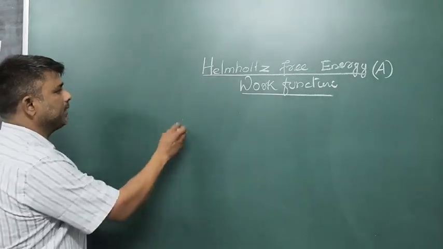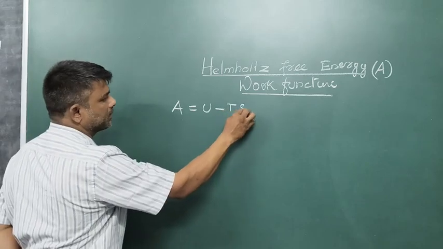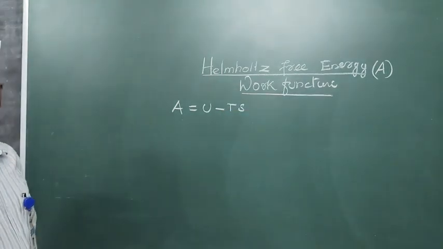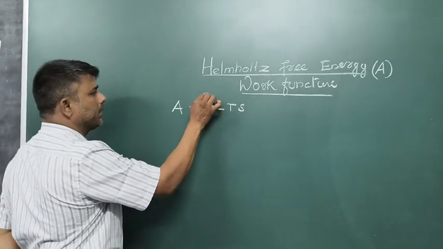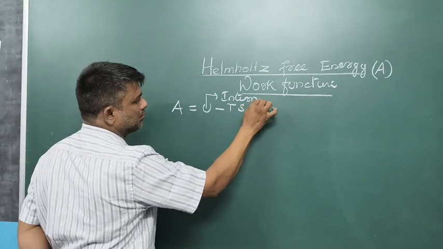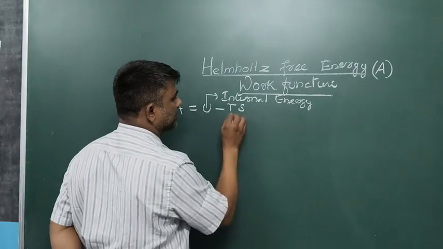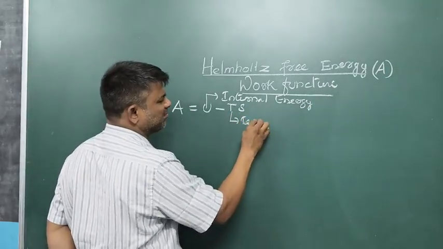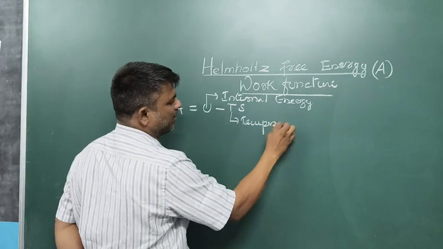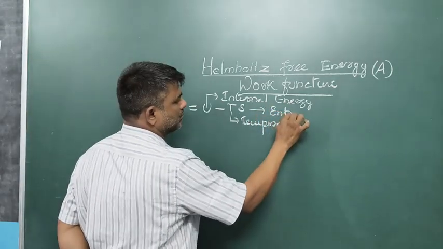Mathematically, it is defined as A is equal to U minus TS. This is the empirical form. U stands for internal energy, T stands for temperature, and S stands for entropy. Clear?